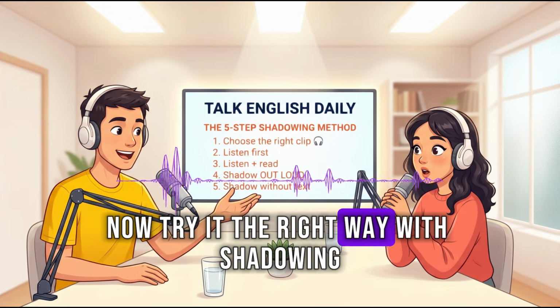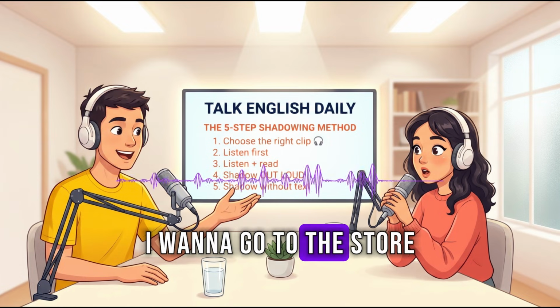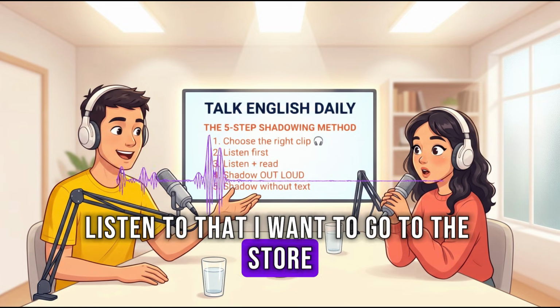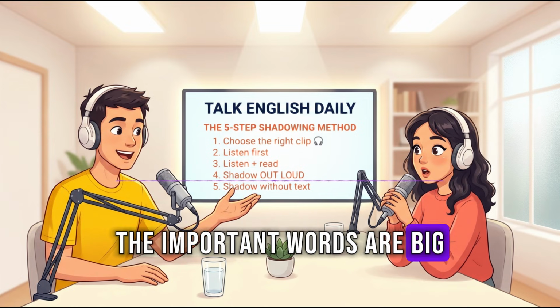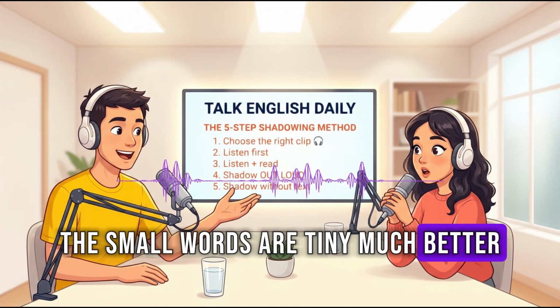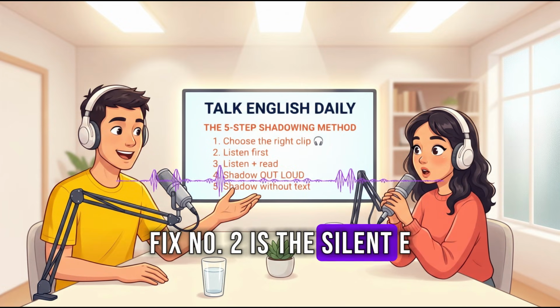Exactly. Now try it the right way with shadowing. I want to go to the store. Listen to that. I want to go to the store. The important words are big. Want. Store. The small words are tiny. Much better.